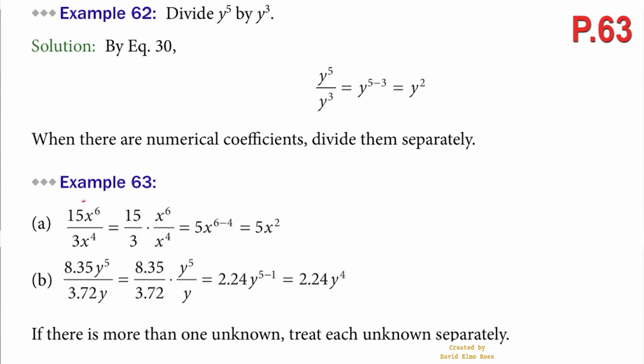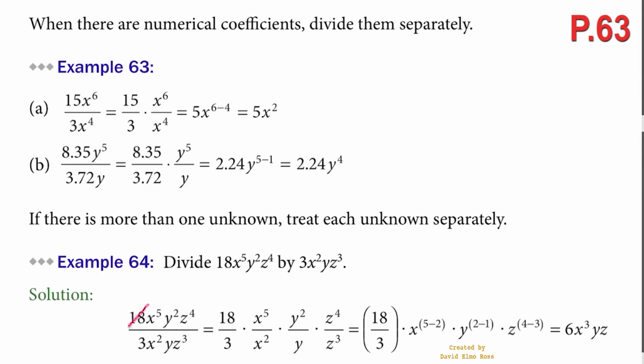If we look at this, we have 15 divided by 3, which gives us our 5. And then we've got x to the 6 over x to the 4, which is going to give us x squared. So we have 5x squared. In this case, we have 8.35 divided by 3.72, which gives us this number to the same number of significant digits. Then we have y to the 5th over y to the 1, which is y to the 4.